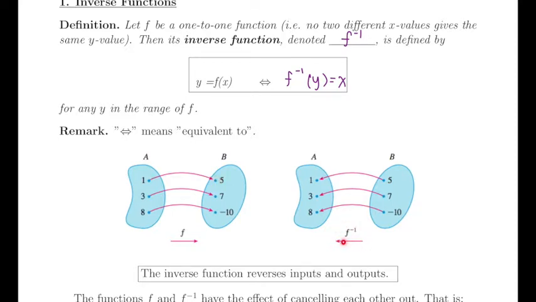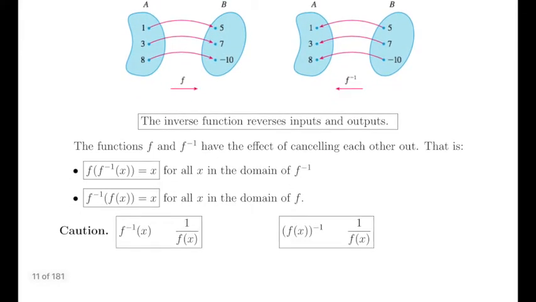Then what f inverse does is it goes backwards. So instead of going from 1 to 5, it takes 5 and outputs 1. Everything has reversed. What that means is that the domain of f is the range of f inverse, and the range of f is the domain of f inverse.